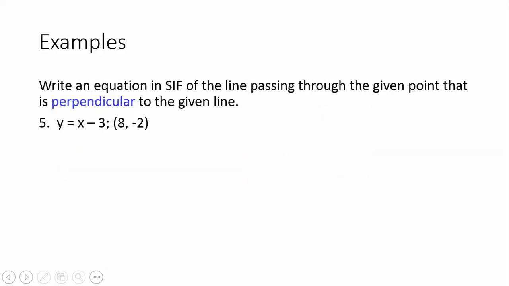So now let's switch gears. Let's do the same thing, but this time we are going to write an equation of a line that's perpendicular to the given line. So we still need to find the slope of the given line. Remember, it's the number in front of x when we have it solved for y. That's 1. So what's the slope of the new line going to be? Well, we need to take the opposite reciprocal since the lines are perpendicular.